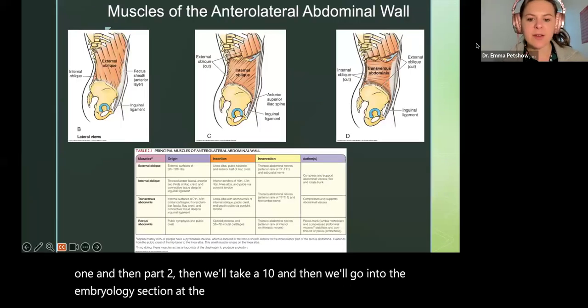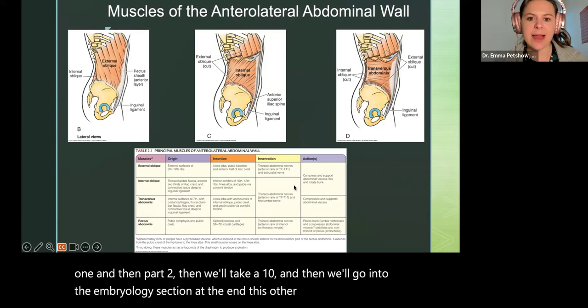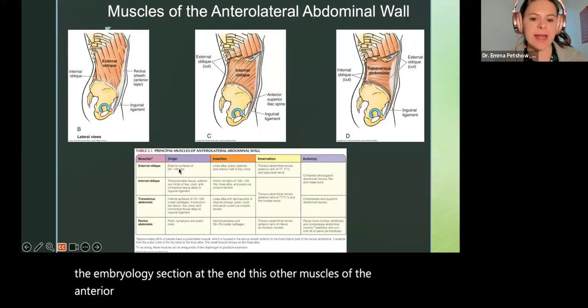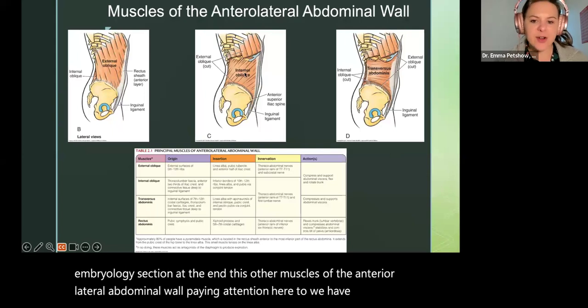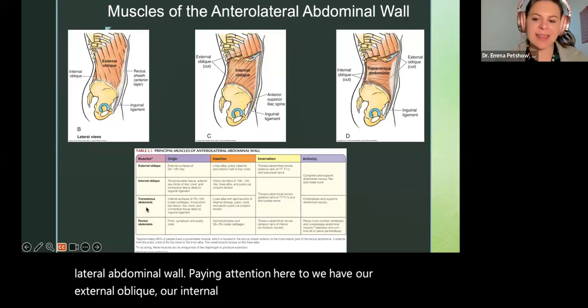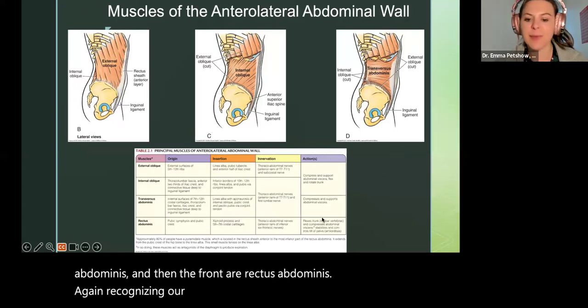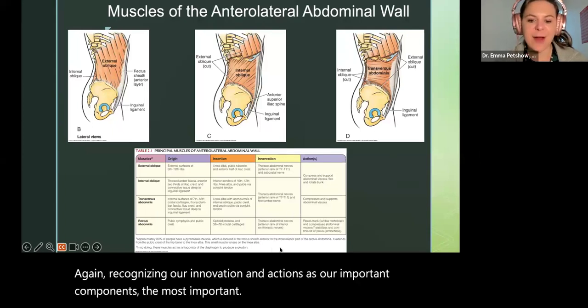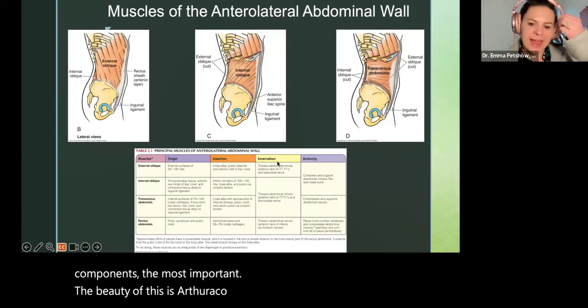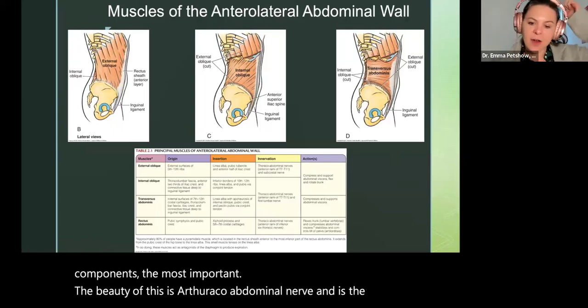These are the muscles of the anterior lateral abdominal wall. Paying attention here to we have our external oblique, our internal obliques, our transverse abdominis, and then the front, our rectus abdominis. Again, recognizing our innervation and actions as our important components, the most important. The beauty of this is our thoracoabdominal nerve is the main nerve that's innervating all 3 of them.